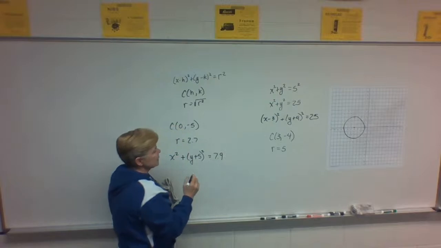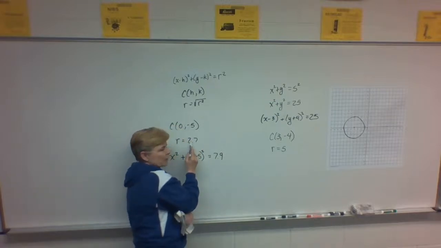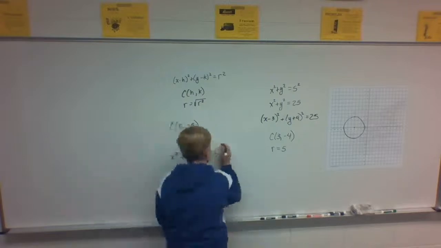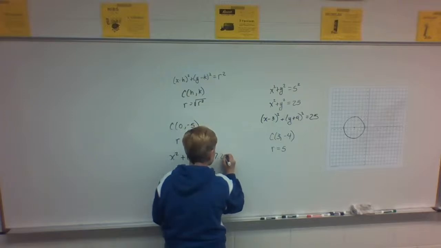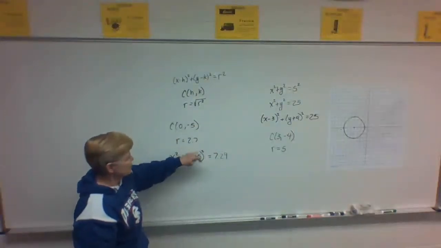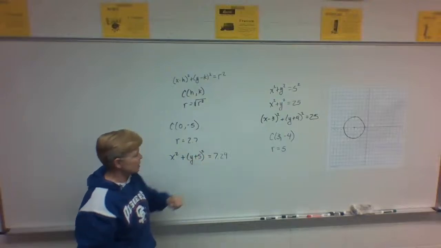Now, it isn't exactly 7.9. Well, is it? It's 7.29 exactly. Oh, 7.29 exactly. My mistake. I'll stop there. Okay, so 7.29 is that thing squared, and that's the equation of that circle.